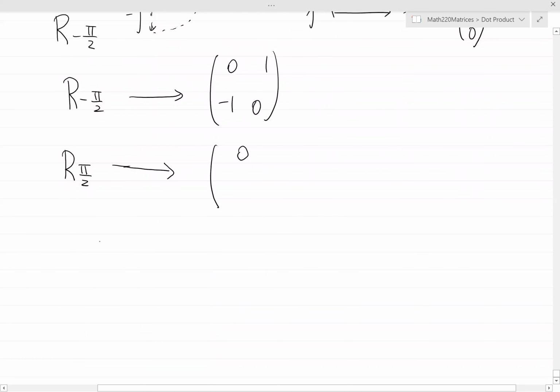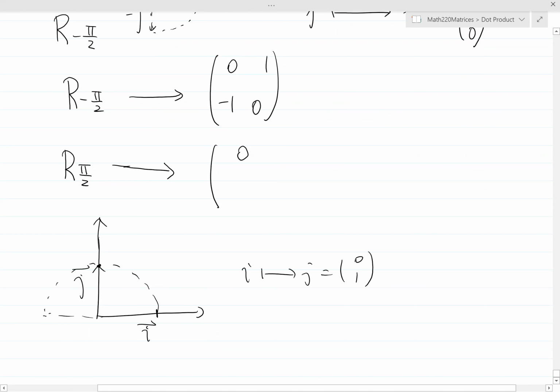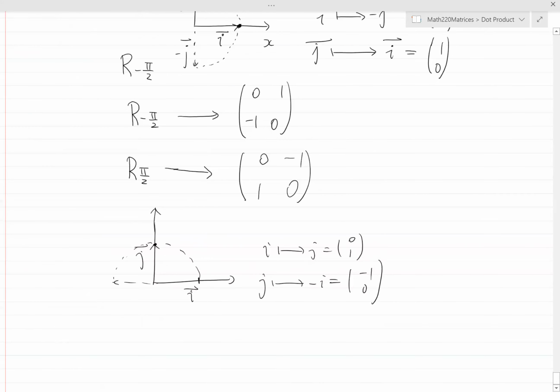If we rotate in the positive direction by pi over 2, then i goes to j, which is 0, 1, and j goes to negative i, which is -1, 0. If you put these together, the first column gives us the image of i, which is 0, 1, and the second column gives us -1, 0. So you can check that.